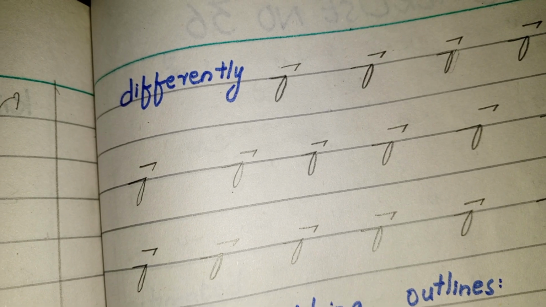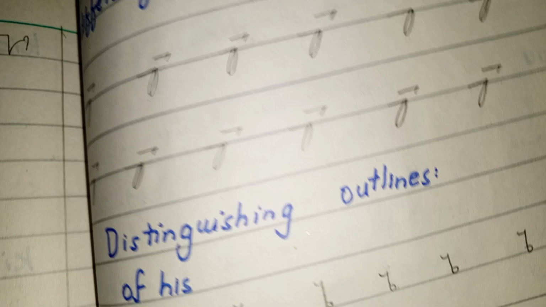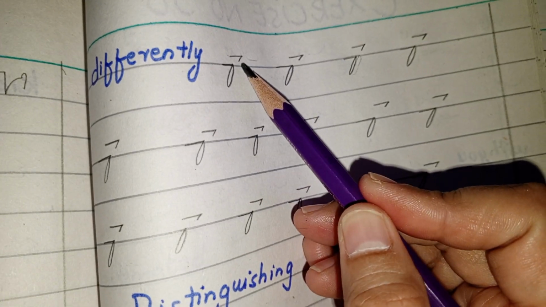The next outline is differently: D, F and above the line T, I. Students, for LY this is the rule. For LY we use this line.